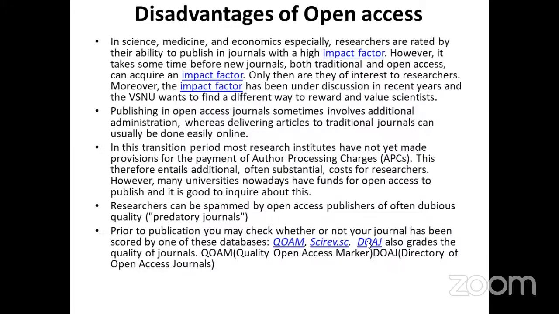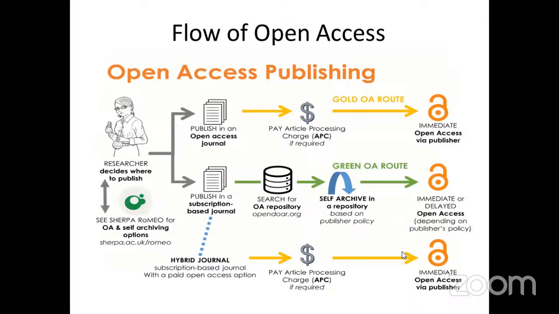Next, as I said, predatory journals will be checked in DOAJ, the Directory of Open Access Journals. In this directory you can go and check which journals are providing you open access. In open access also, you have four to five types.